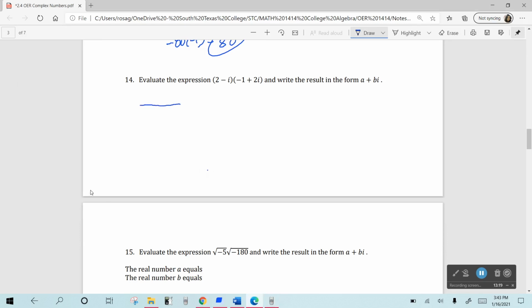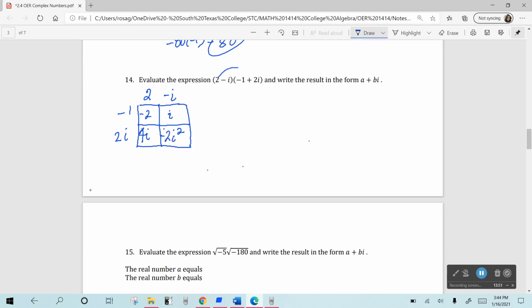So what I do is I'm going to create a box like this. And then I'm going to put my numbers. So it's 2 minus i, -1, 2i. And then I'm going to multiply. 2 times -1, -2. This one and this one go there. -1 times -i, that's just i. 2 times 2i goes here. And then 2i times -i is -2i squared.